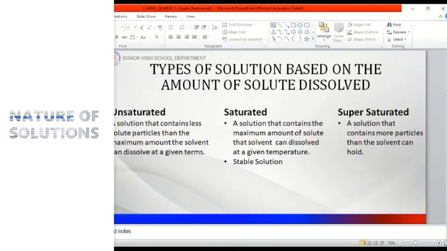So let us take a look at the video so that you will learn something and you know the differences between the three types of solution based on its saturation or the amount of solute.